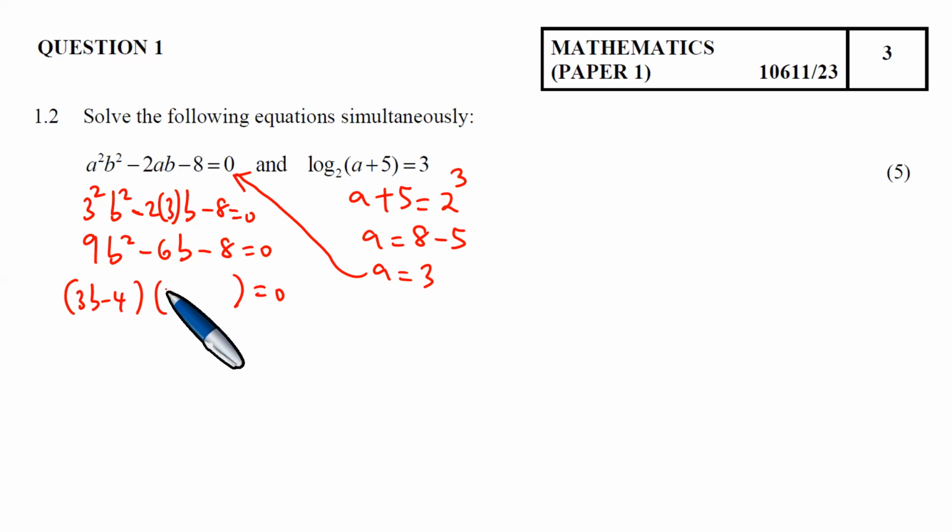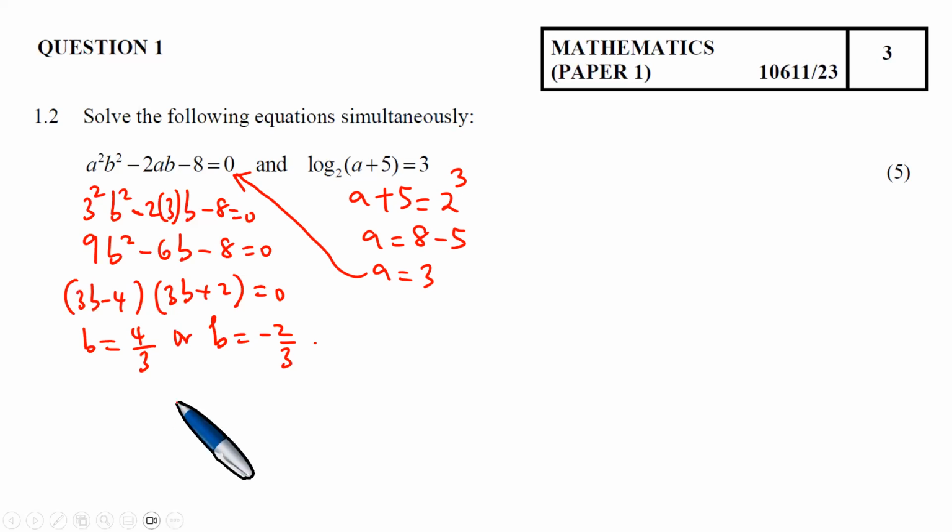It is 3b plus 2, which means b is equal to 4 over 3, or b equals minus 2 over 3. And these are the two answers to the question. Right, so these are the solutions. A is 3, b equals 4 over 3, or b equals minus 2/3.